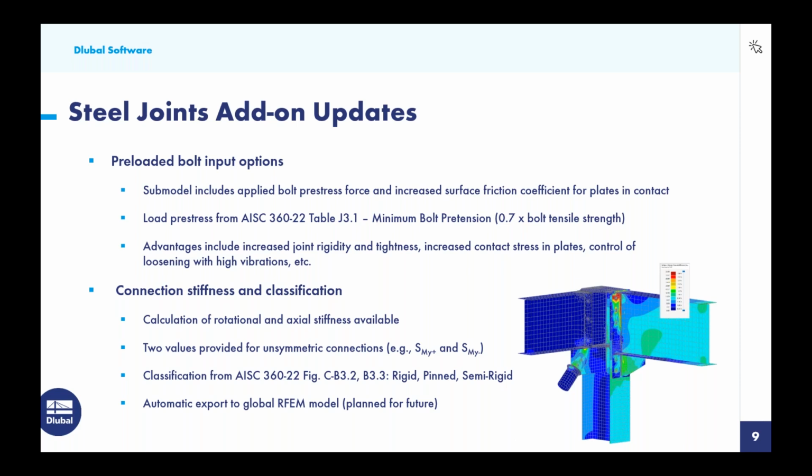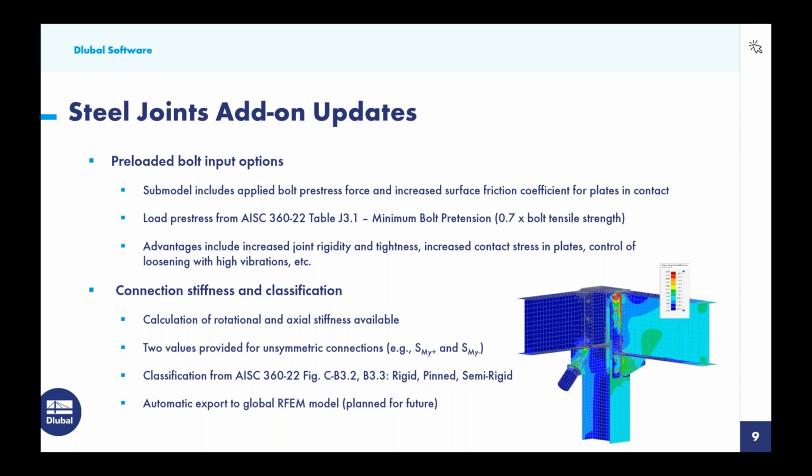The advantages of a preloaded bolt or slip critical connection really increase the joint rigidity and tightness. Also, we're going to see that increased contact stress in the plates before additional loads have been applied. If we have a high vibration environment, we're obviously going to see better control of the loosening of the connection, and other benefits. We also now calculate the connection stiffness and further classify this.